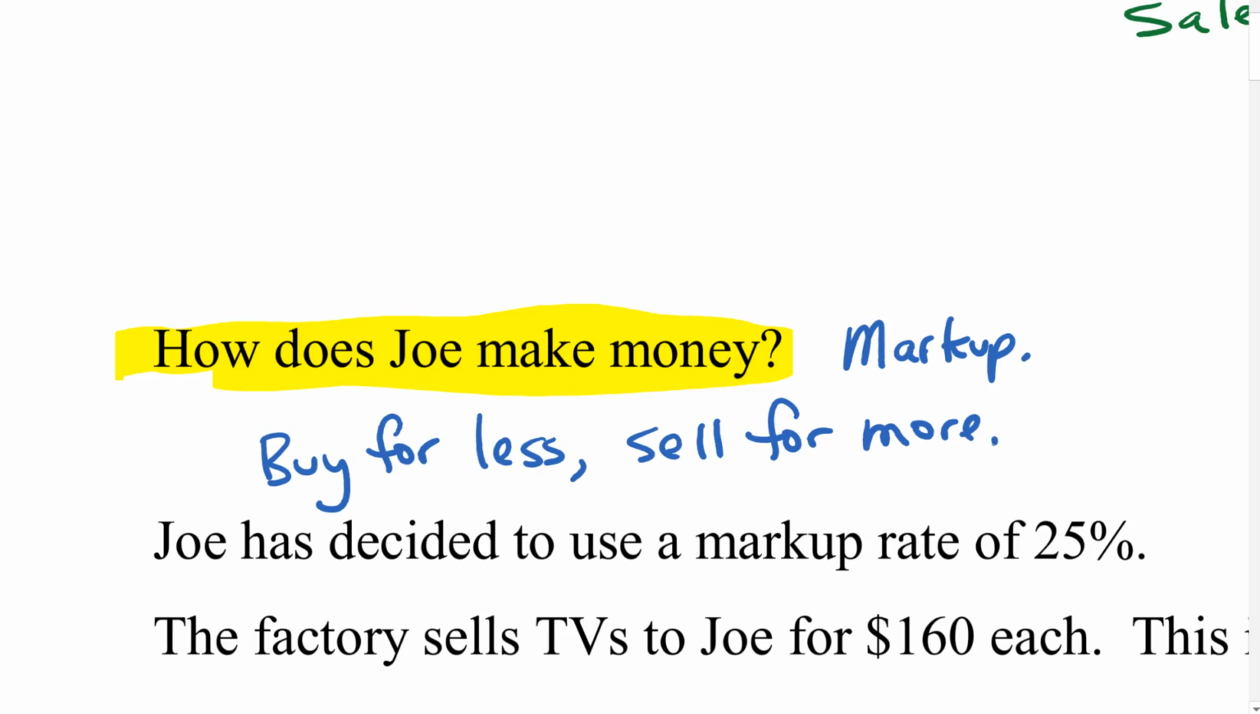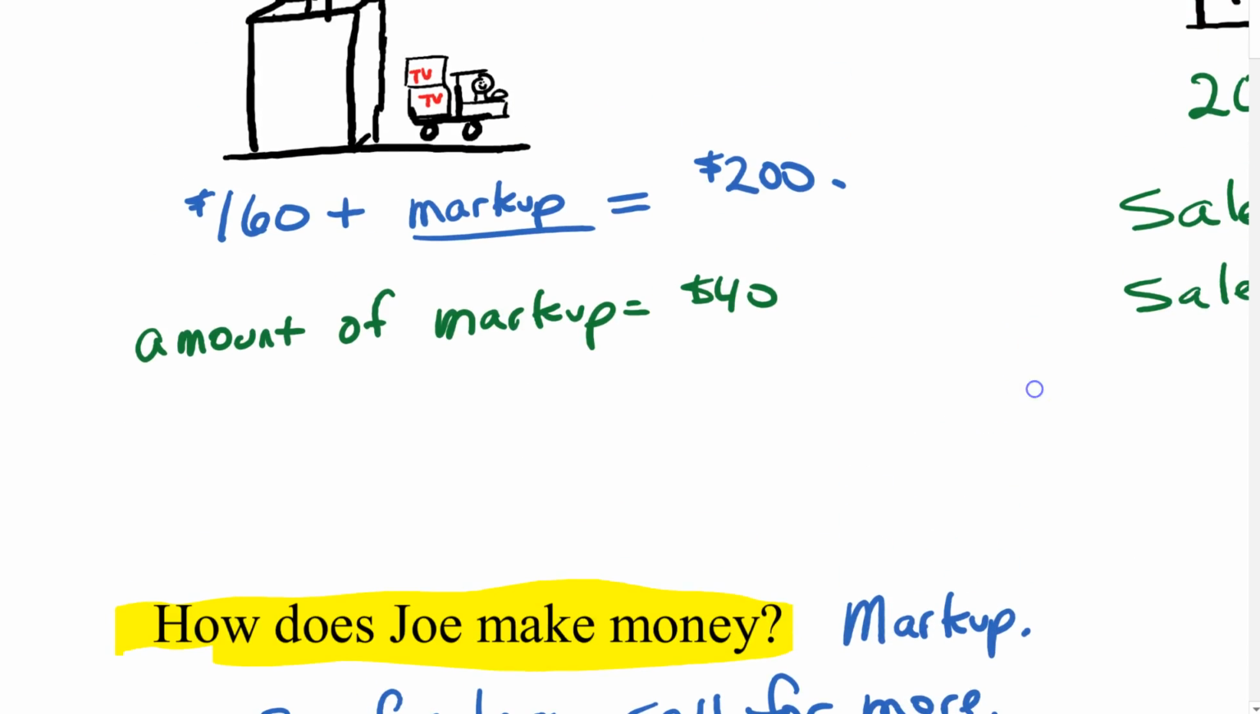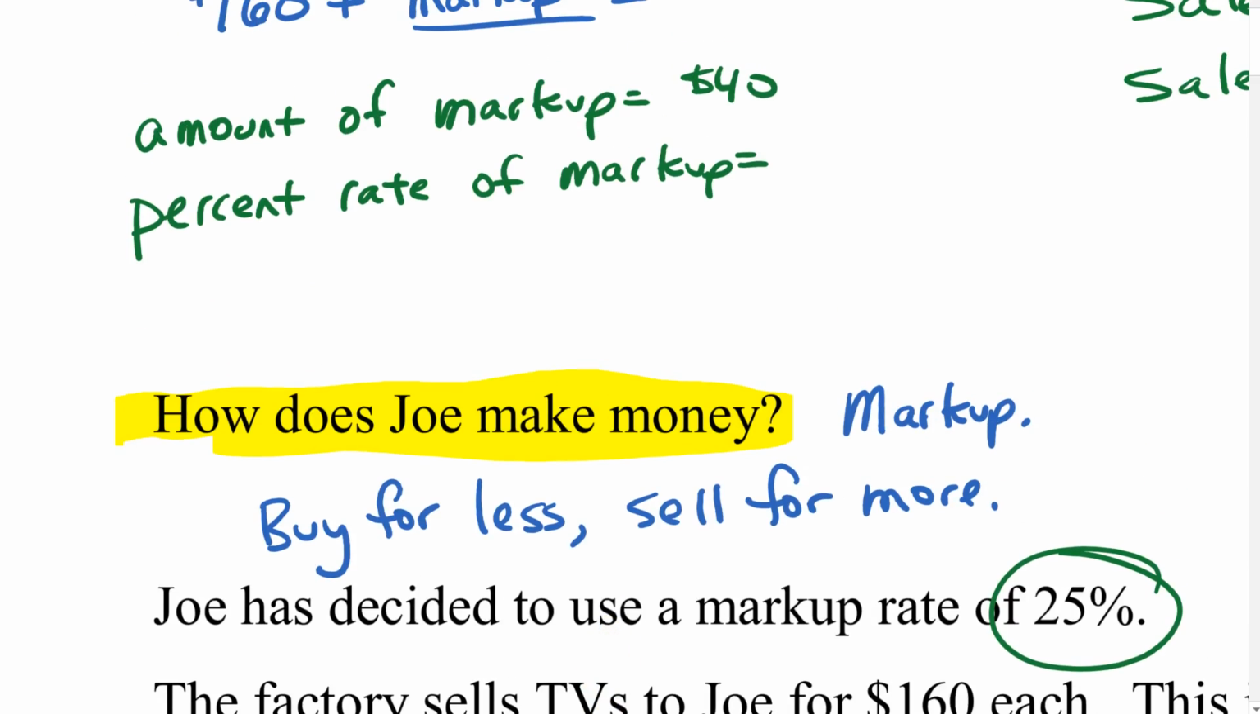So there's two ways to look at markup. You can say there was a markup amount. Amount of markup, how much would that be? 160 plus, it would be $40. We could also look at the percent rate of markup. From our information below, it says he uses a markup rate of 25%.